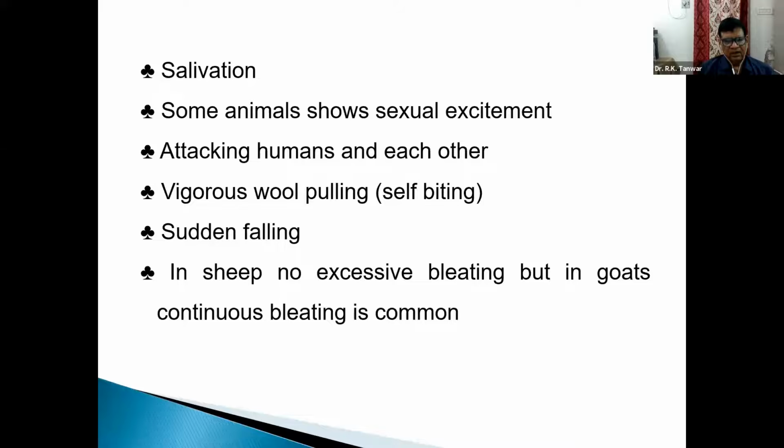And suddenly the animal will fall, and then there is one more difference. In sheep, there is no salivation, whereas in goats, there is continuous bleating in rabies.